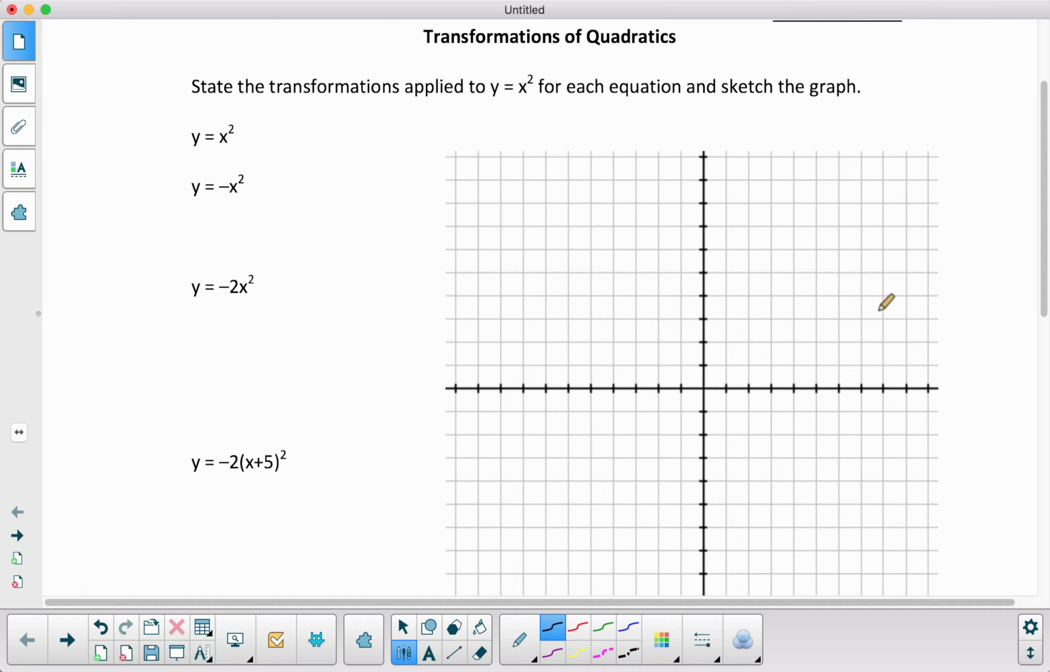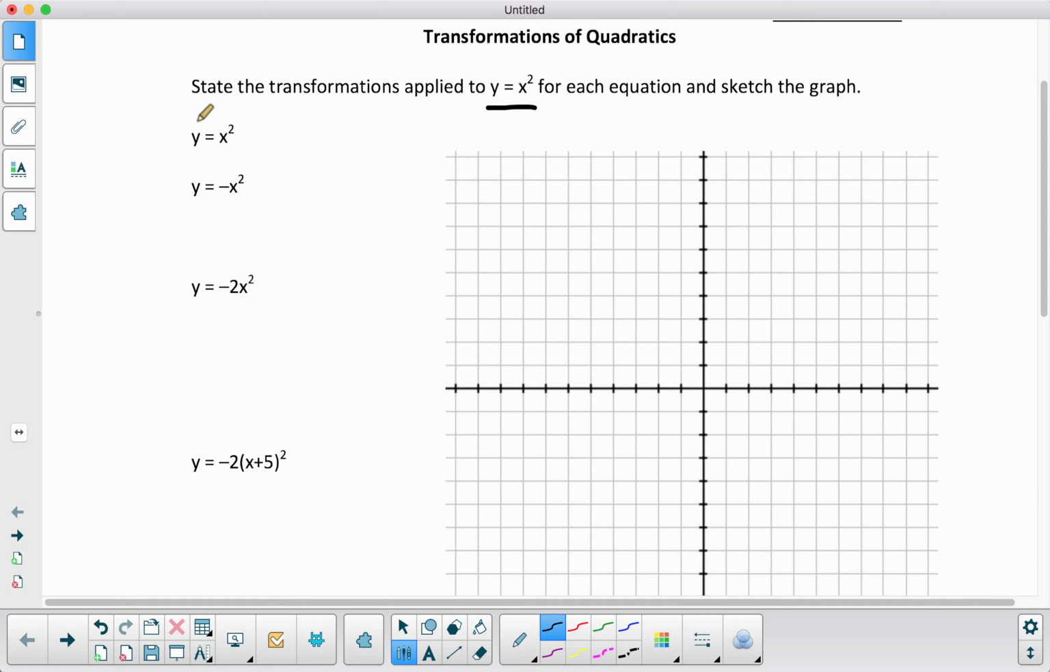So the idea here is that we are taking some basic starting point, and for us in grade 10, our starting point is this most basic parabola, y equals x squared. And then we're trying to figure out, as we add things to the equation, as we add numbers in different spots in the equation, what does that do to the graph? So let's go through a bunch of these, and it'll make more sense as we go along. But first, let's get to know our starting point really well.